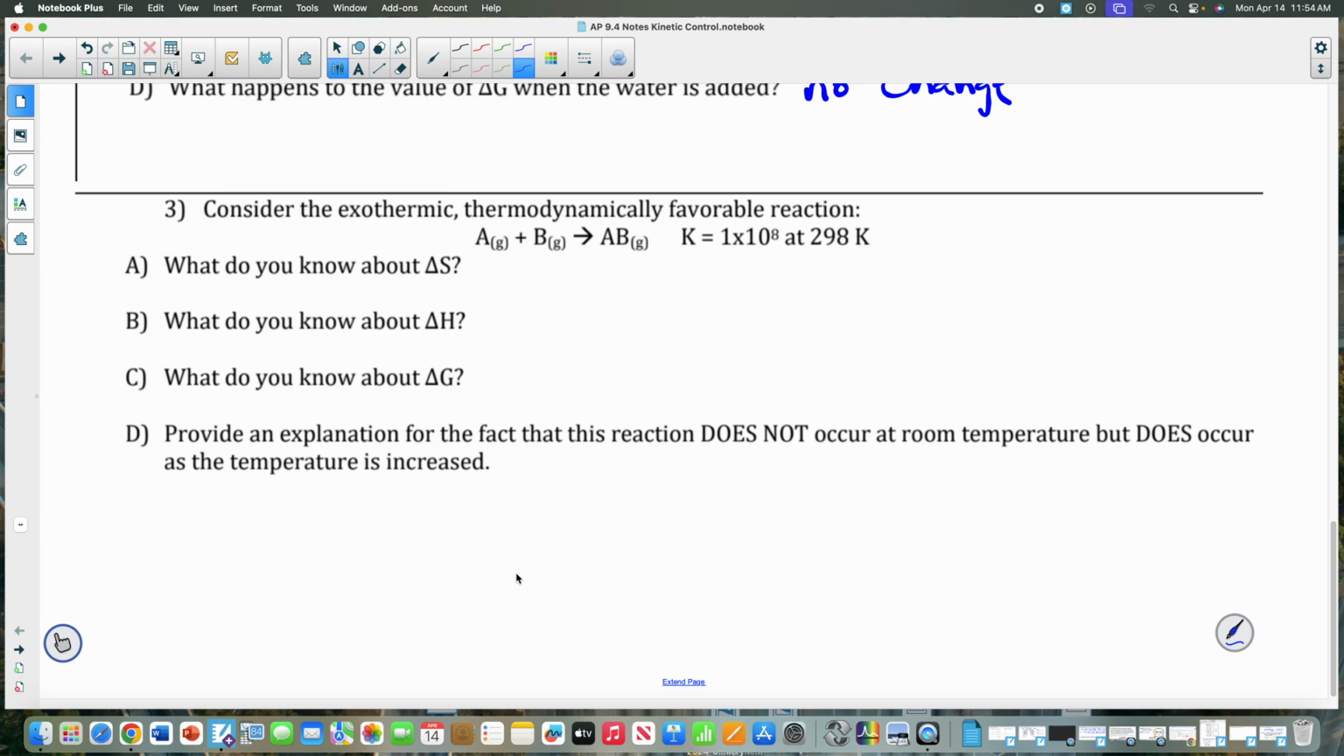Okay, so what do we know about delta S? What might we base that on? I said it's negative because it's being combined. Correct. So we're going from 2 moles of gas to 1 mole of gas, so delta S would be negative. What about delta H? Negative. What about delta G? Negative. Thermodynamically favorable, yes.